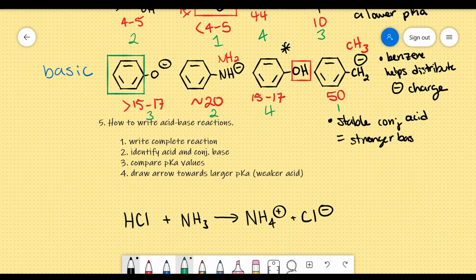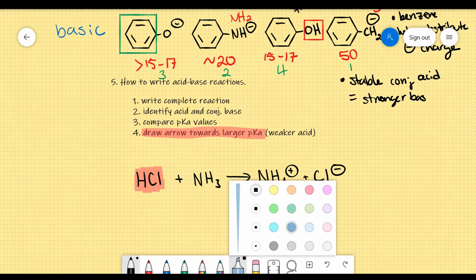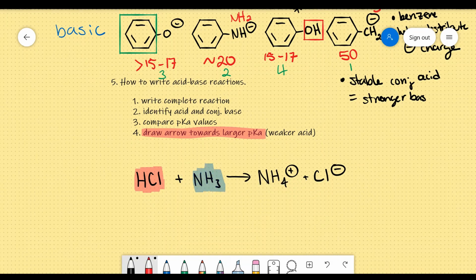So first, write the complete reaction, then identify the acid and the conjugate base, compare the pKa values, and finally, the most important thing I want you guys to know is draw the arrow towards the larger pKa, or the weaker acid. Okay, it always goes this direction. So let's look and see if we can figure out what our acid is. We know this is a strong acid, and this must be the base then. Okay, so that means that this is the conjugate base, and this is the conjugate acid, right? Perfect.